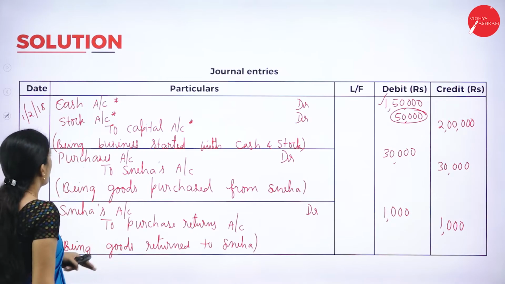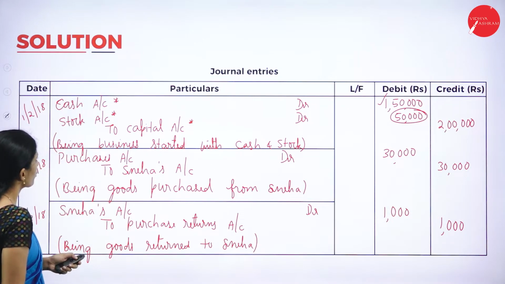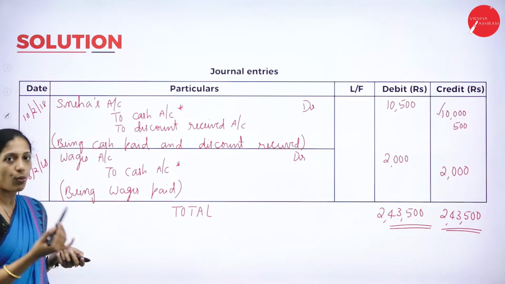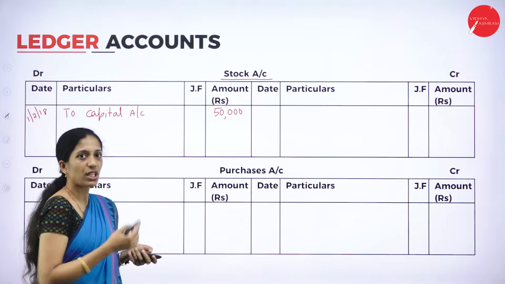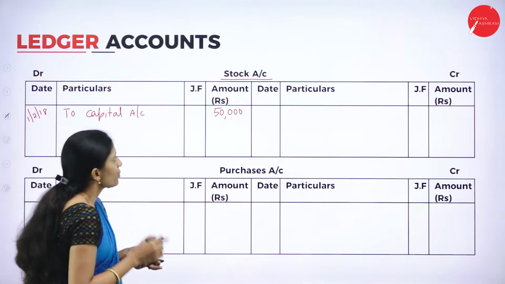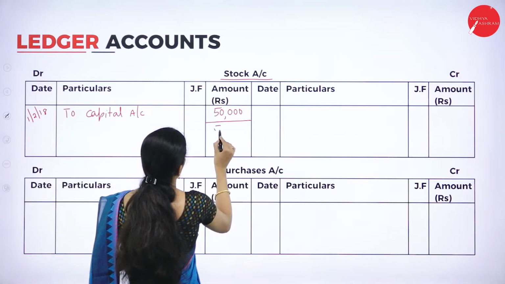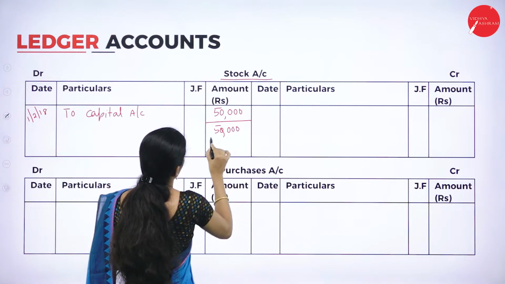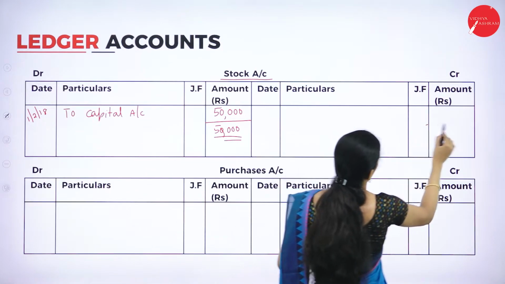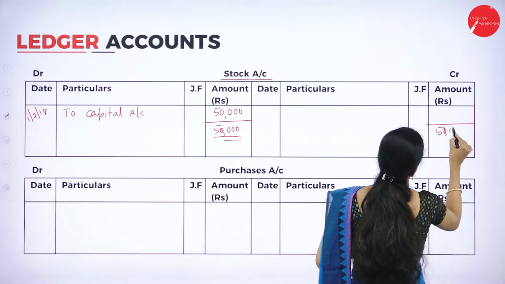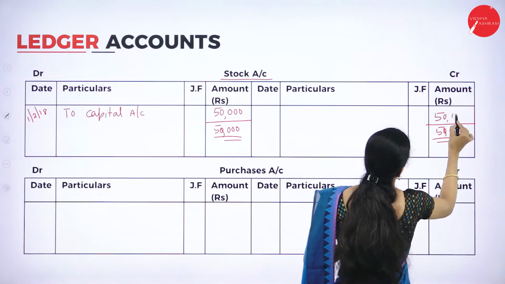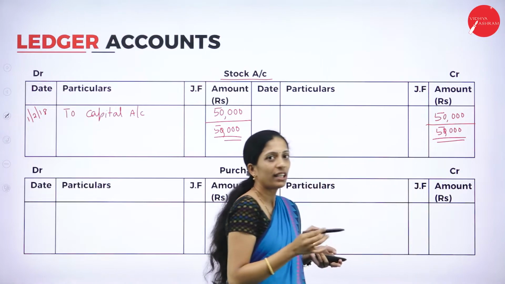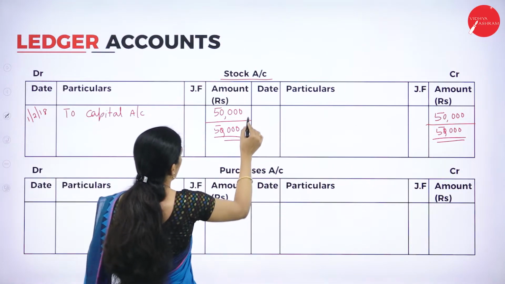Next one. After that, stock. There is no other stock account here. So what you have to do? Balance carried down. Debit side it is 50,000, credit side it is 0. So write 50,000 both the side. Now balancing figure will be 50,000. So what you have to do? Carry it down at the end of the month.